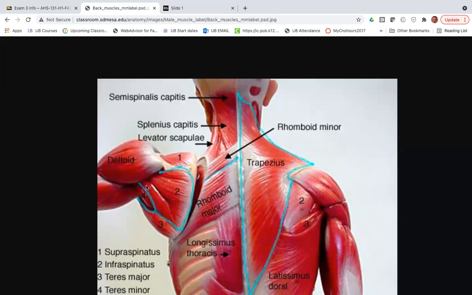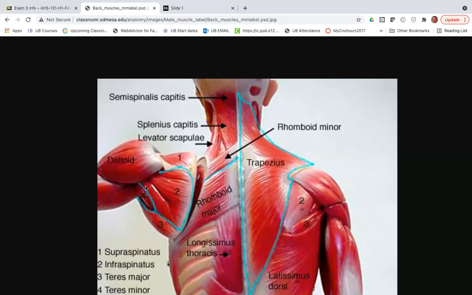Now, remember I said minors are always above majors. So teres minor is above teres major, but teres major is not a rotator cuff muscle. Only numbers 1, 2, and 4: supraspinatus, infraspinatus, and teres minor. All three of these insert on the greater tubercle of the humerus. They have the same insertion site.